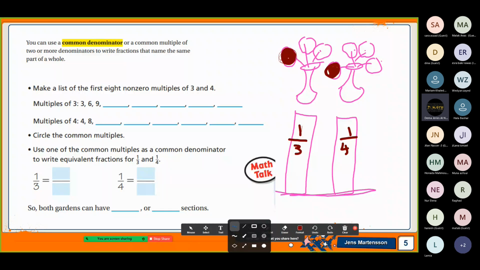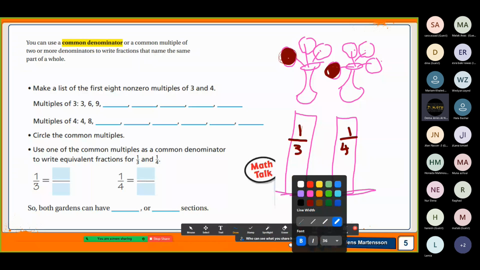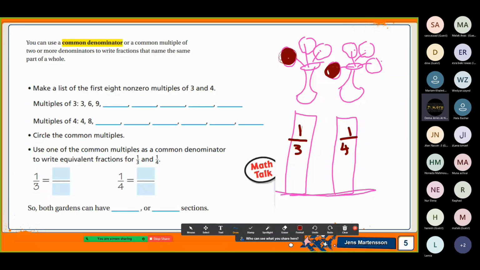I will rewrite them to have the same equivalent fraction. So as I told you, the first step, you have to write the multiples of 3 and the multiples of 4. Why do I choose 3 and 4? Because they are the denominators. So the first step, make a list of the first 8 non-zero multiples of 3 and 4. Then circle the common multiples. Then use one of the common multiples as a common denominator.